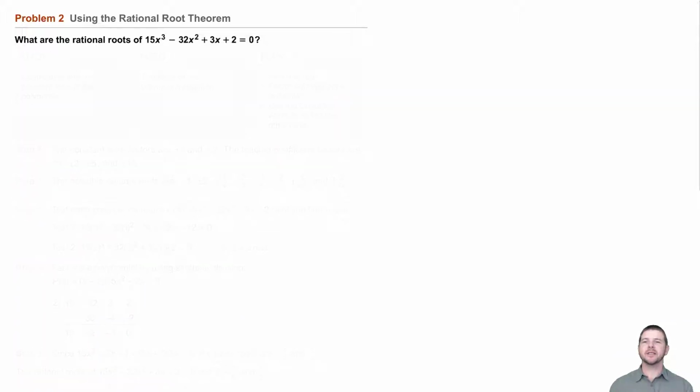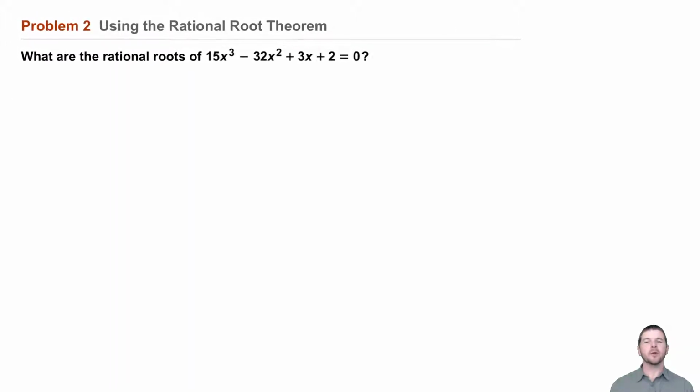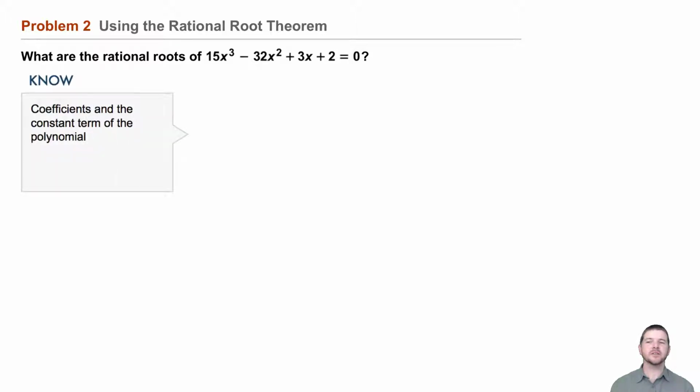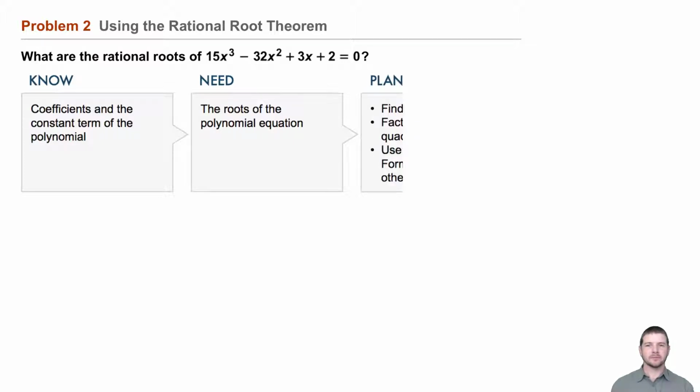Problem 2. Using the rational root theorem. What are the rational roots of 15x cubed minus 32x squared plus 3x plus 2 equals 0? First, consider what you know. You know the coefficients and the constant term of the polynomial. Then consider what you need. You need the roots of the polynomial equation.